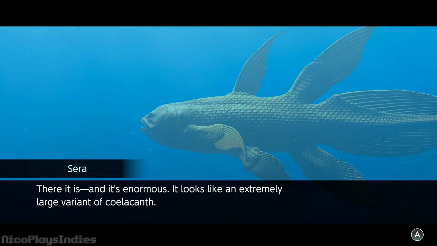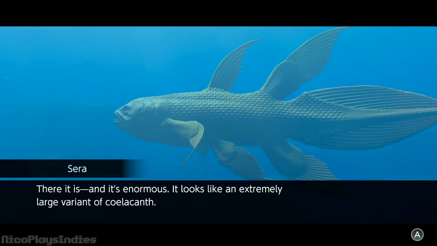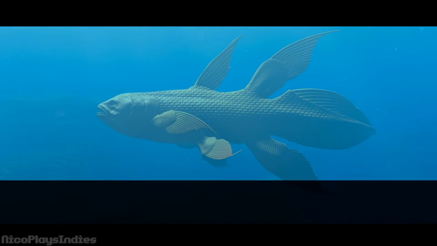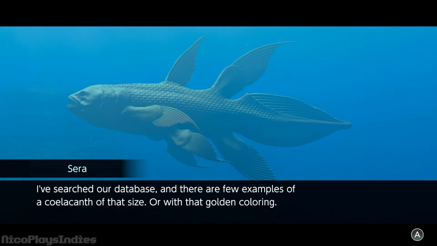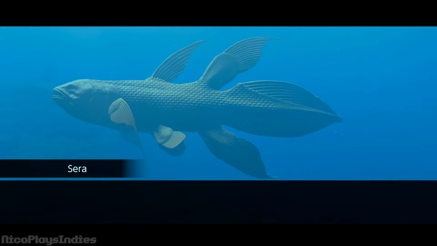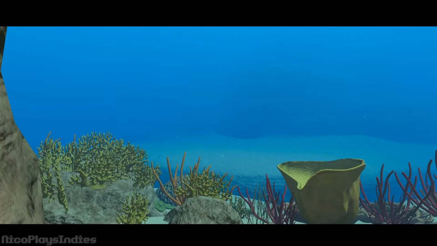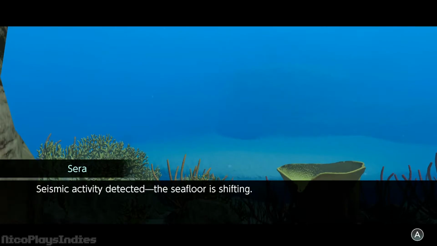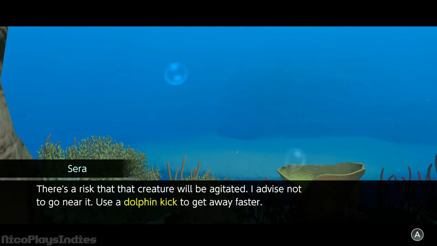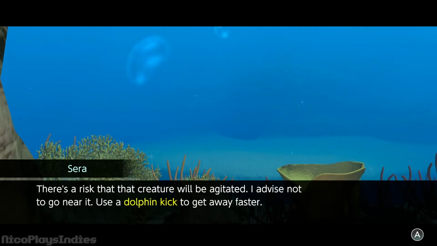There it is, and it's enormous. It looks like an extremely large variant of coelacanth. I've searched our database, and there are few examples of a coelacanth of that size, or with that golden coloring. I understand you want to investigate, but it's not safe. Seismic activity detected. The seafloor is shifting. There's a risk that that creature will be agitated. I advise not to go near it. Use a dolphin kick to get away faster.